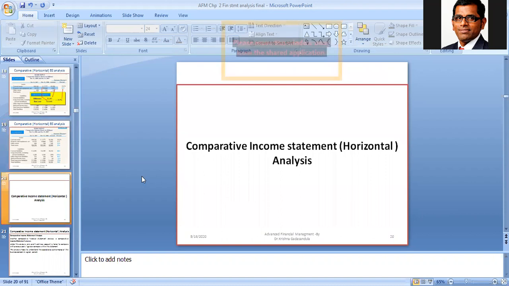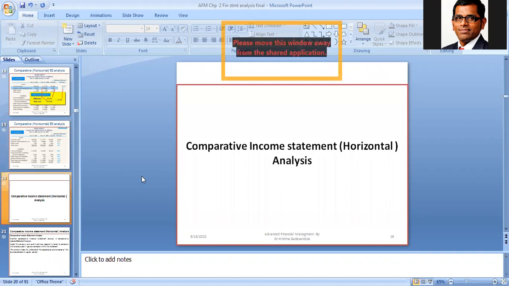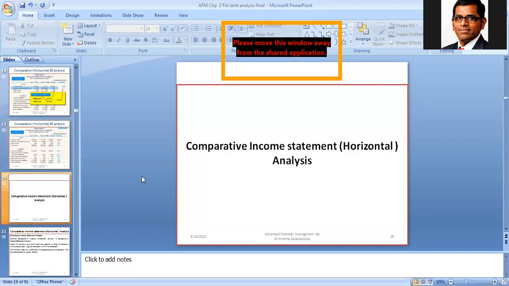This is a balance sheet analysis, and now the comparative income statement, that is horizontal analysis for the income statement. Income statement is different from balance sheet. Balance sheet will show only assets and liabilities, but income statement will show sales, expenses, profits, and losses.